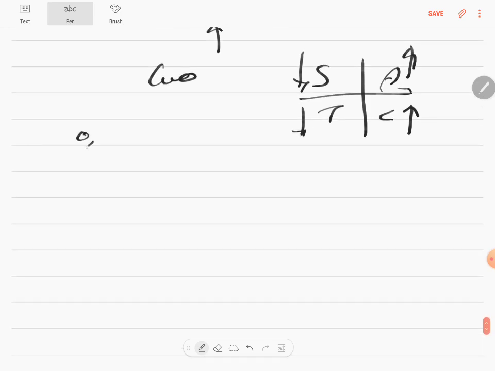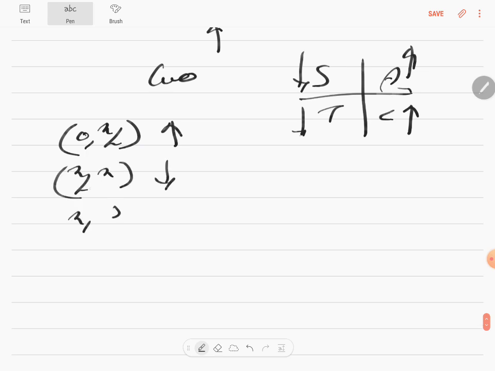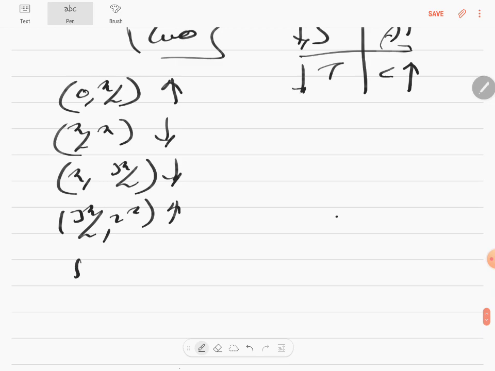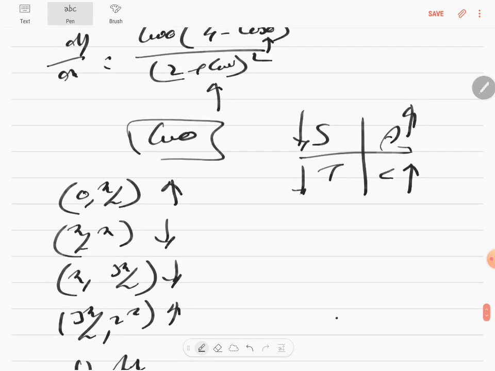So from 0 to pi by 2, it is increasing. Pi by 2 to pi, it is decreasing. Pi to 3 pi by 2, it is decreasing. 3 pi by 2 to 2 pi, it is increasing. Okay, but cos theta is the only deciding factor. But the question is strict, so you'll write it like this. You're not supposed to include some points. You have to find the slope and see, because you never equated it to 0 here. So you find the slope here.